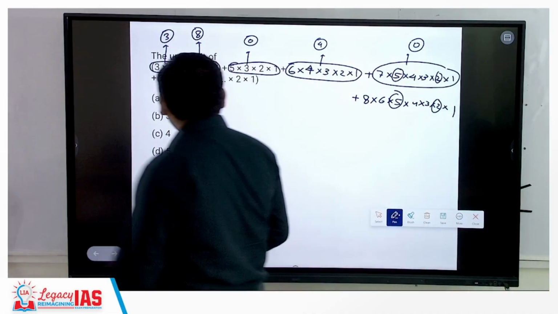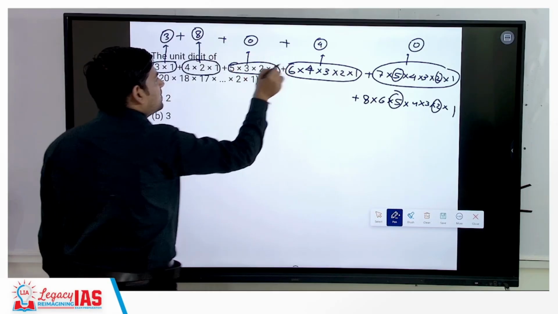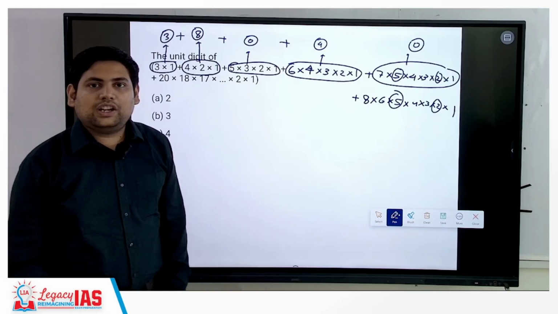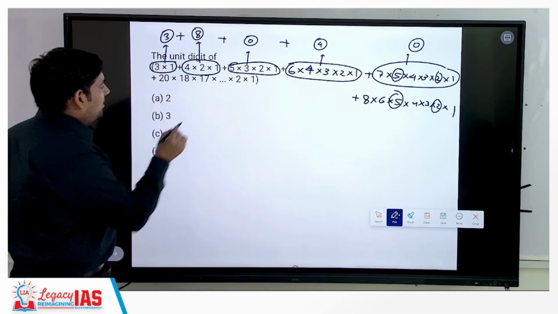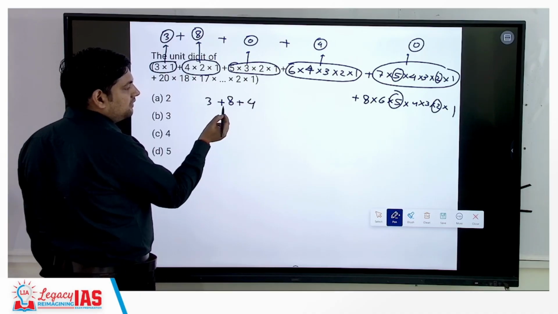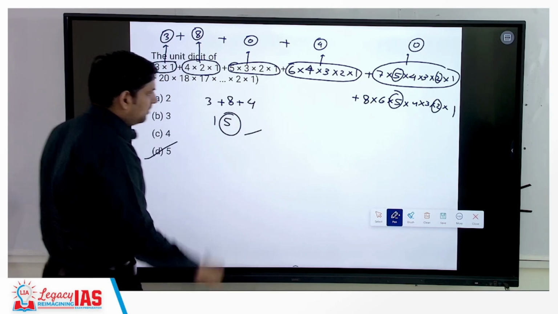That means what you have to add, this also is 0. That means you need to add only these 4. Not even 4, this is also 0. So these 3, once you add, you get the unit digit. That's it. So it becomes 3 plus 8 plus 4. Now 8 plus 4 is 12, 12 plus 3 is 15. What is the unit digit? 5.